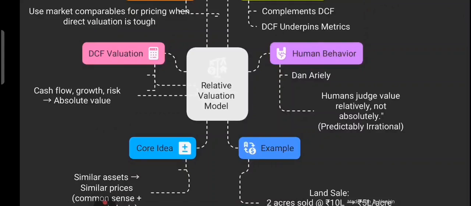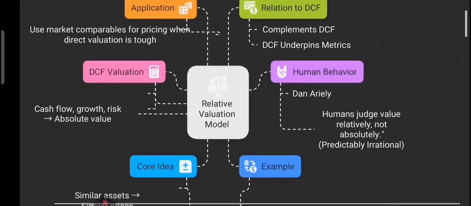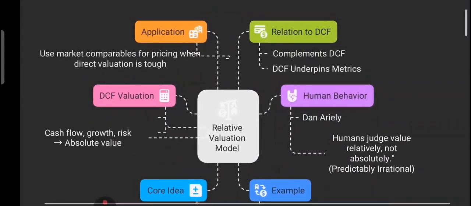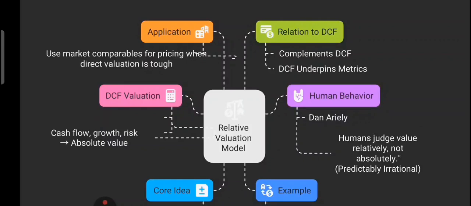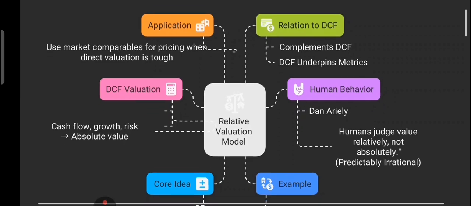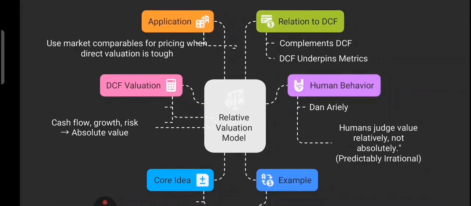Let me remind you of the important points. Application: use market comparables for pricing. Relation to DCF: it complements DCF. In the case of DCF valuation, we focus on fundamentals like cash flow, growth, risk to find absolute value, but relative valuation brings in market realism.